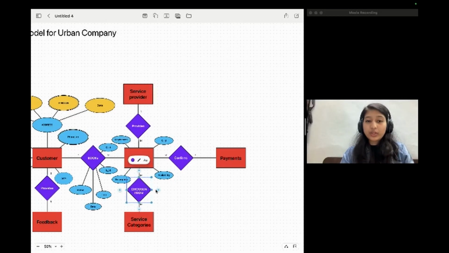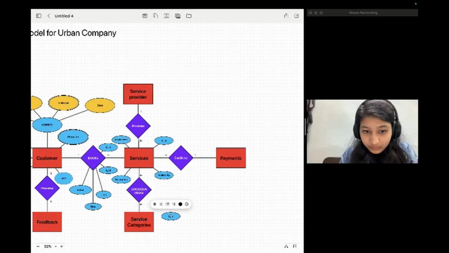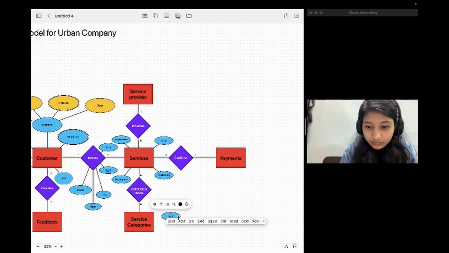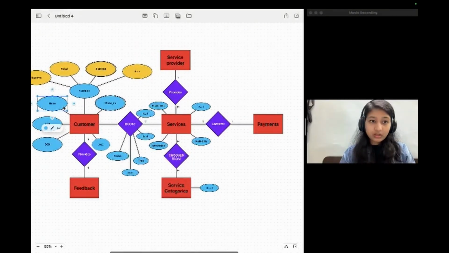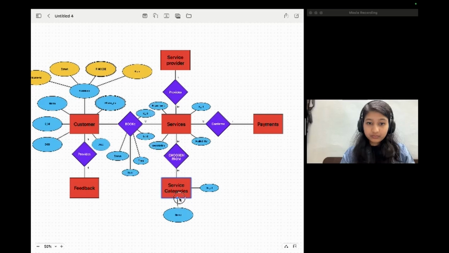Now it can have attributes for the service category. The service categories may have the service category ID, and the other things like which services you want to choose, their name, and its session and price.